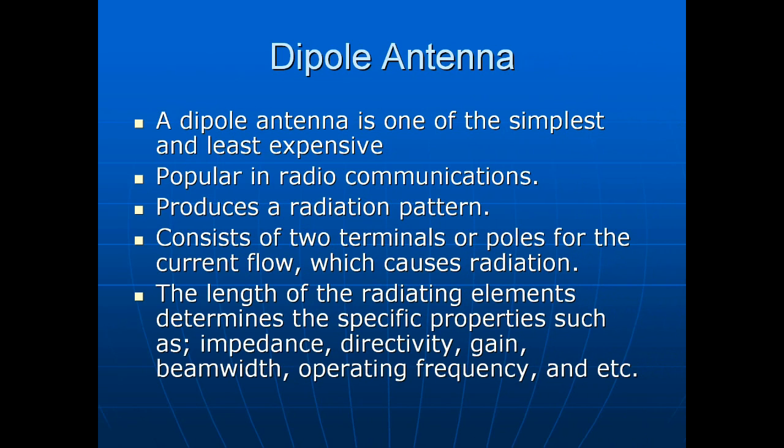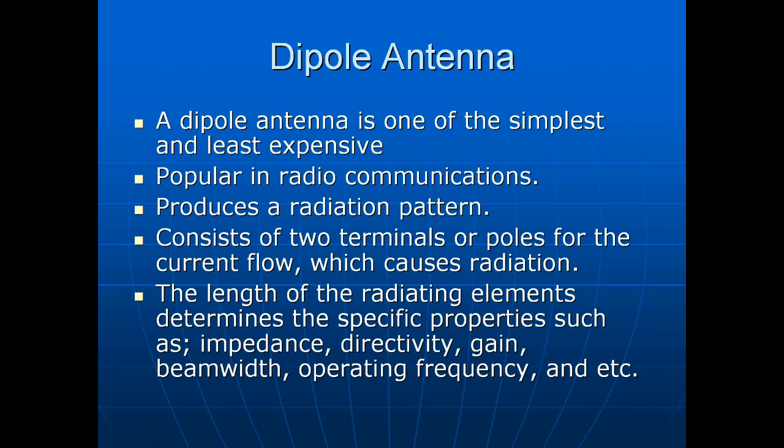A dipole antenna is one of the simplest and least expensive types of antennas. They are mostly popular in radio communications. The dipole, out of all the classes of antennas, is the only antenna that is capable of producing a radiation pattern similar to a simple electric dipole. The dipole antenna consists of two terminals or poles for the current to flow. This current and voltage causes electromagnetic or radio signals to be radiated. The antenna consists of a radiating element that is split, normally in the center, to allow applied power to be carried over to the transmitter.